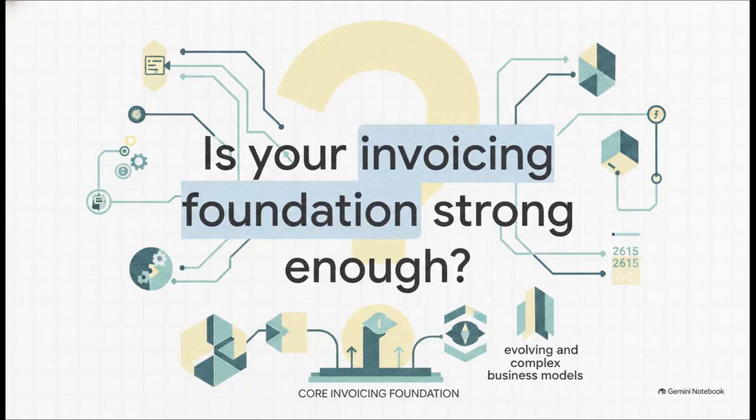So when you view SAP configuration not just as a bunch of isolated clicks, but as a fully interconnected blueprint, from those level 1 process controls all the way down to the specific logic of Event 2615, you really begin to see the bigger picture. I'll leave you with this thought to consider. As your business models evolve and inevitably become more complex, is your core invoicing foundation actually strong enough to support the revenue recognition rules of tomorrow?